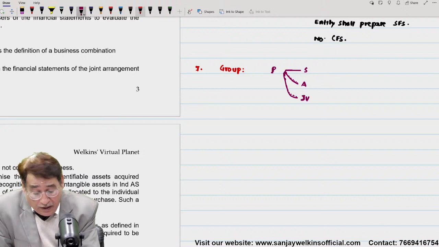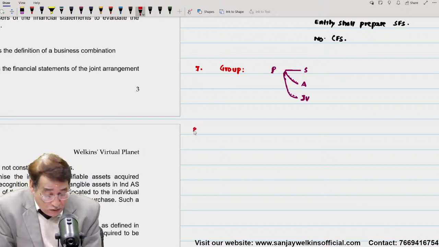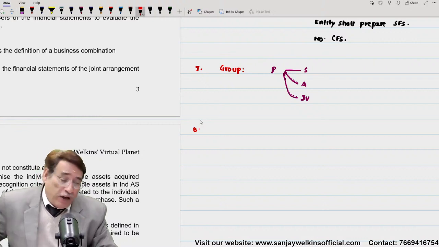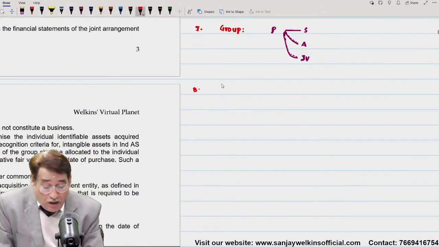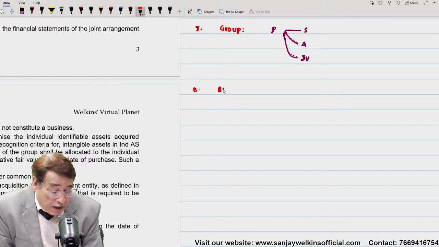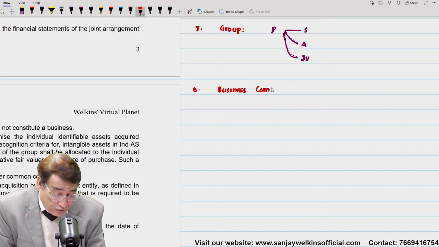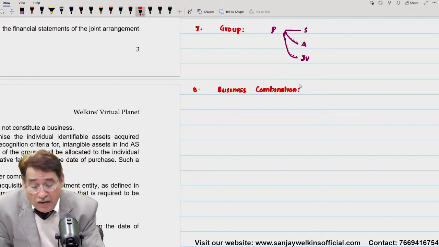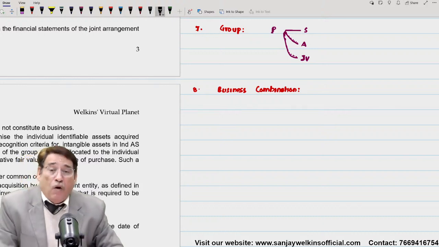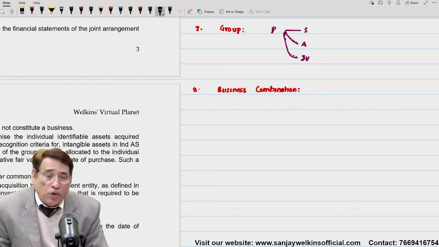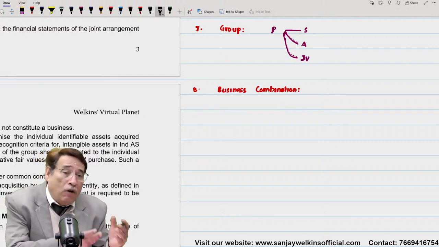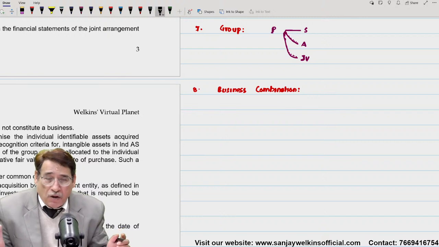Now, under the next point, after taking care of these significant points, we are moving a bit further. Of course, we are doing Ind AS 103, and under Ind AS 103, we have to learn about business combination. What do we mean by business combination? First of all, you need to understand that. In simple words, business combination means when an entity acquires control over the business of the other entity, then it is known as business combination, correct?